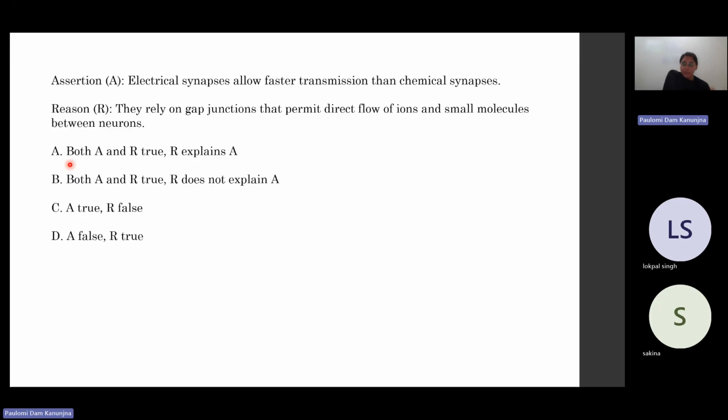Electrical synapses allow faster transmission than chemical synapses, and they rely on gap junctions that permit direct flow of ions and small molecules between neurons. So basically, this is what I wanted to say, that there are two types of synapses, electrical and chemical. We'll discuss that. Just answer it and then I will discuss this.